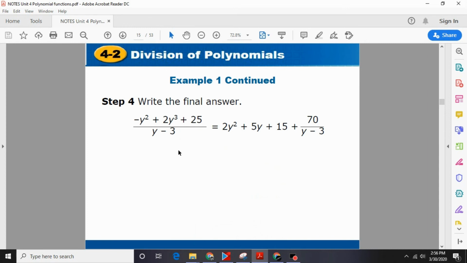And so then this is going to be your final answer. So it was the quotient, the remainder, and the divisor. And one of the best practices that you can use to check your final answer is if you go ahead and use a graphing program, graph the original, and then graph the final. And those graphs should overlap.